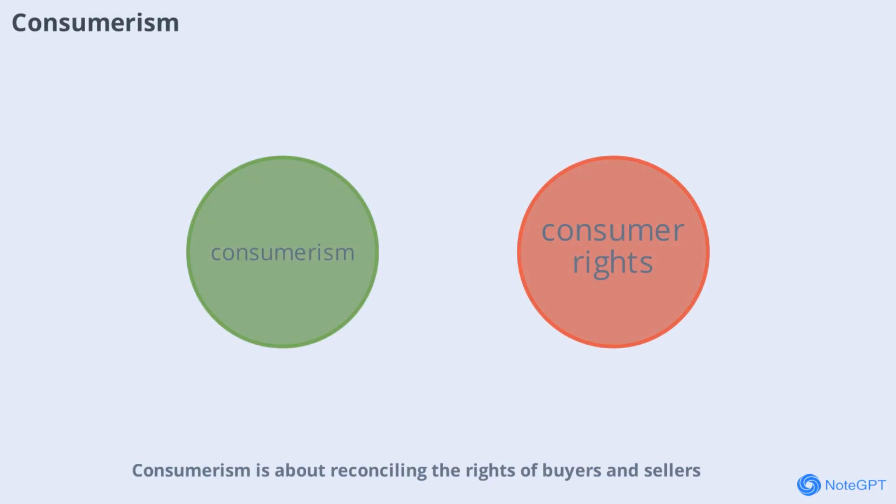Consumerism is about reconciling the rights of buyers and sellers. It gives consumers legal, moral, and economic power to prevent exploitation. The United Nations outlines 8 consumer rights, including the right to be heard, informed, safety, choice, redress, education, healthy environment, and basic needs. Marketers must respect these rights to build trust and foster long-term relationships.